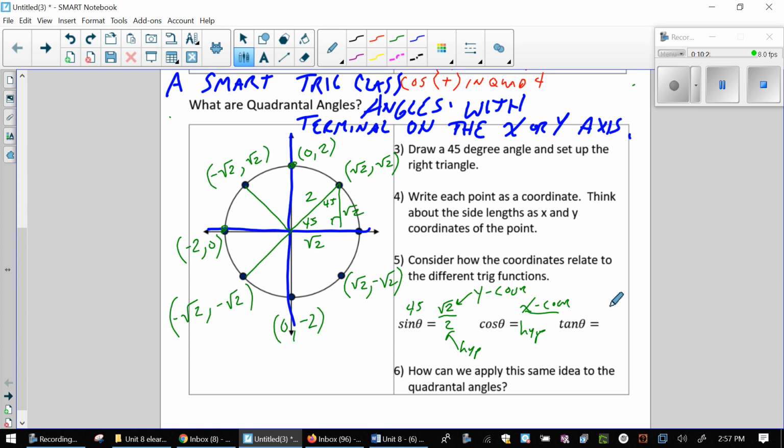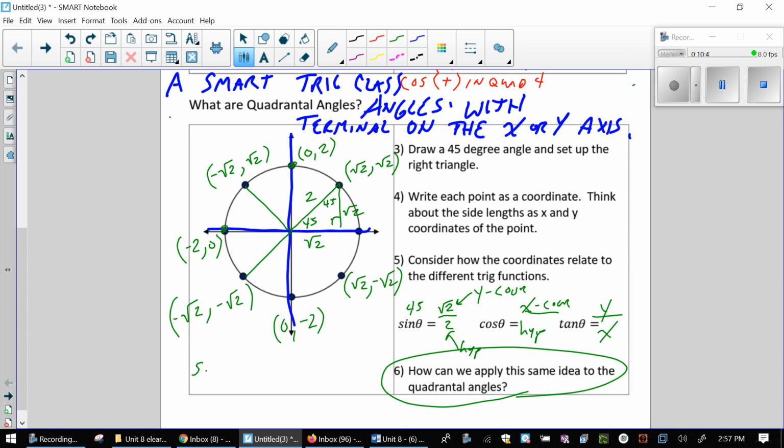And that's going to be your y-coordinates over your x-coordinates. So think now, I wrote, how can we apply the same idea to quadrantal angles? Because we can't draw these triangles and do them. And this is the idea, okay? So as you guys think about your quadrantal angles, think about these coordinates here, okay?